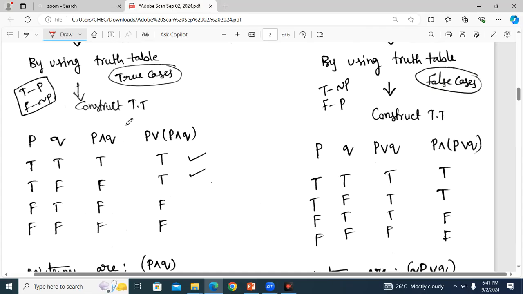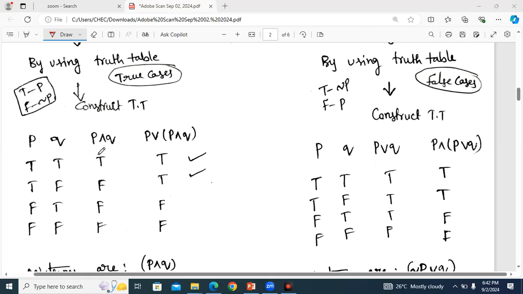For a given compound proposition, here we have two variables P and Q. If two variables are given, the number of truth value combinations is 4. For P: true, true, false, false. For Q: true, false, true, false.